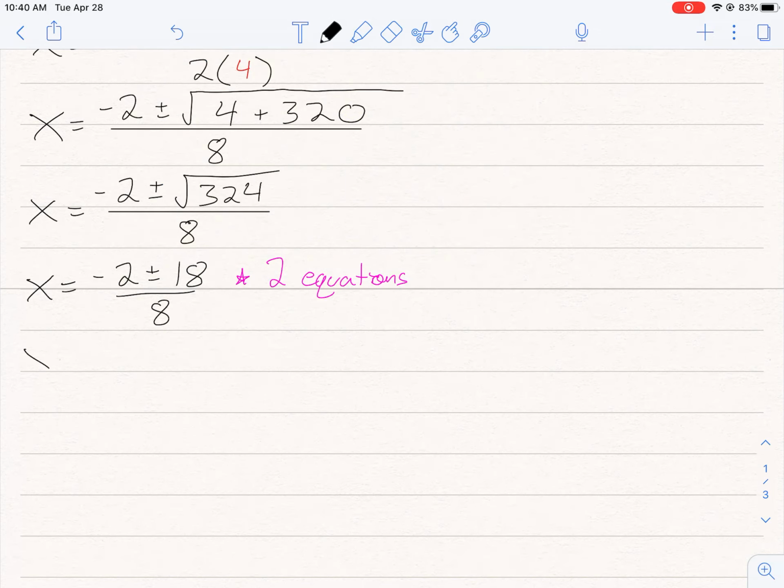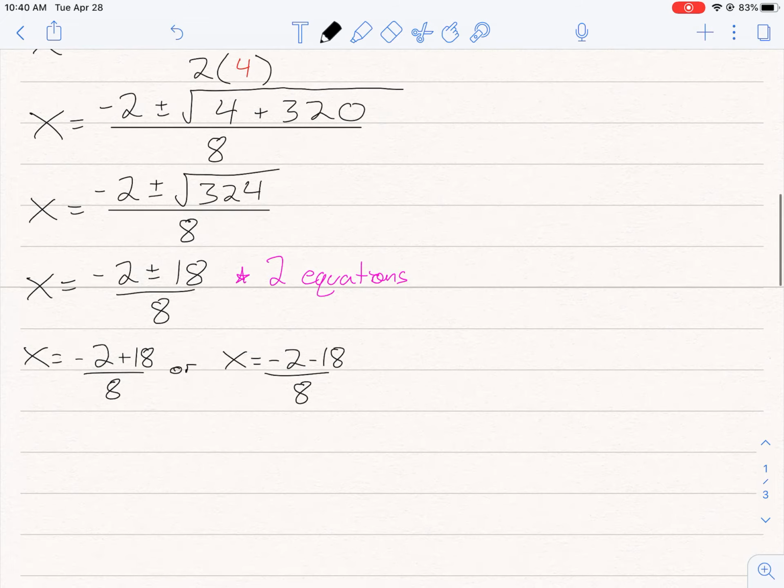So those two different equations, I can break this out, and I can say that x is equal to negative 2 plus 18 divided by 8, or x equals negative 2 minus 18 divided by 8. And then just simplify those expressions.